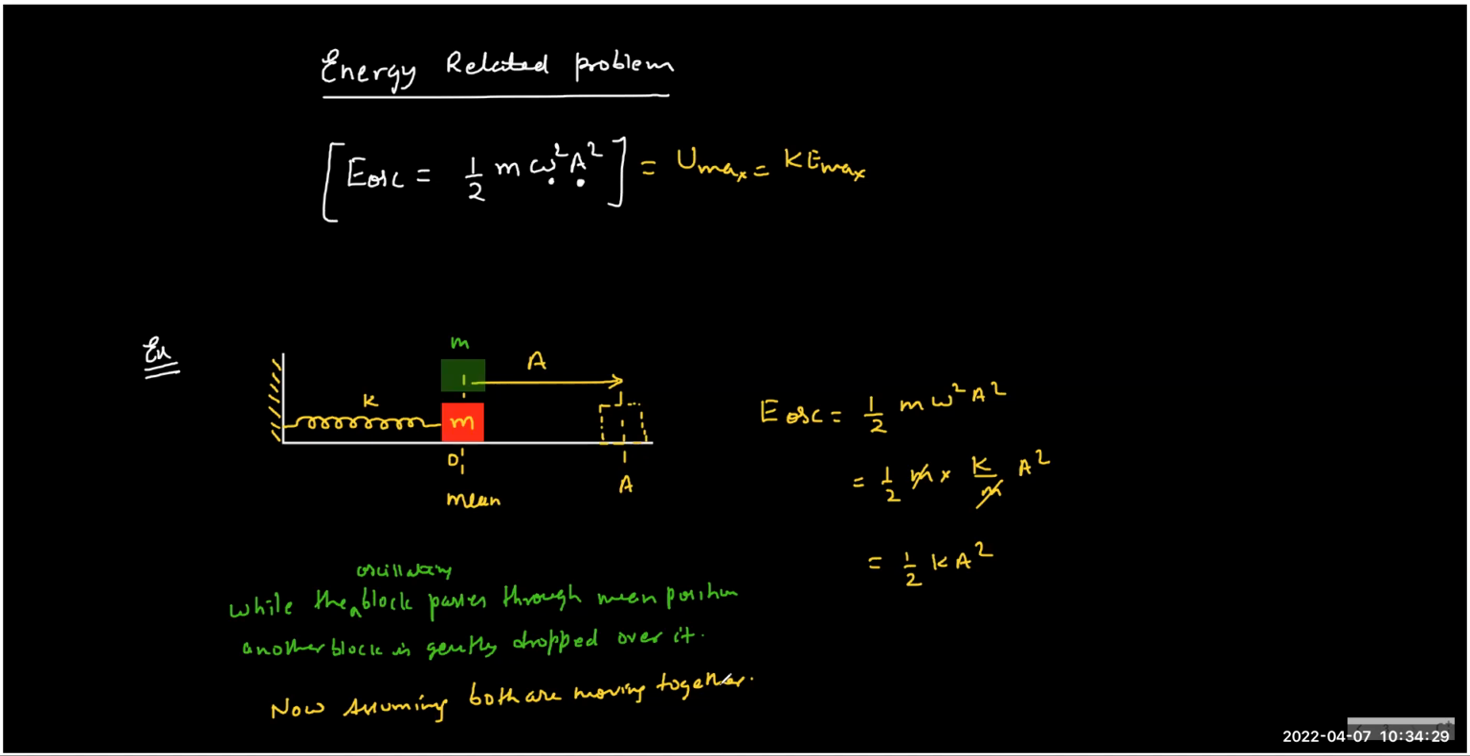So the first concept is, of course, you have to conserve the momentum at that instant. And the conservation of momentum at that instant will give you the new velocity at that instant, which is a way to understand that the energy content has changed. Now, luckily, it's a mean position problem. So we know that at mean position, what is the velocity? Luckily, we know. Omega.